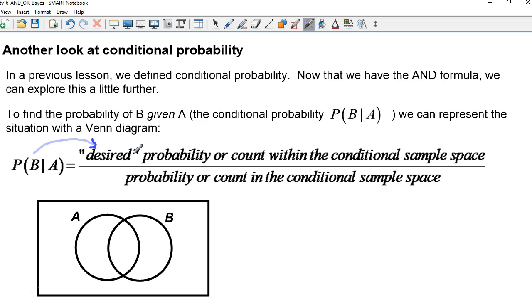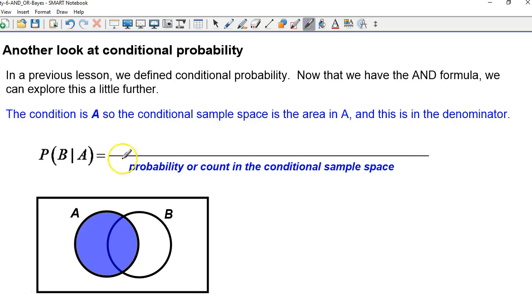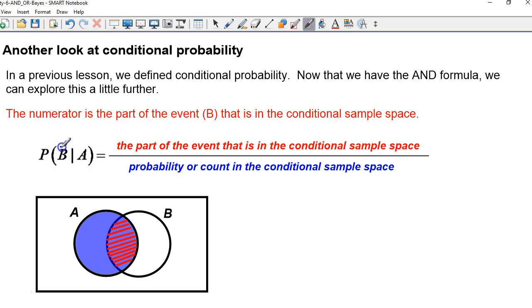So let's try to build that and see what that relates to in terms of the Venn diagram. The condition here is A. That would be the probability or count in the conditional sample space. So that means the area inside the A circle. The top, the numerator, would be the part inside A that meets the condition of the probability we're finding, which is B, the part of the event that is in the conditional sample space.